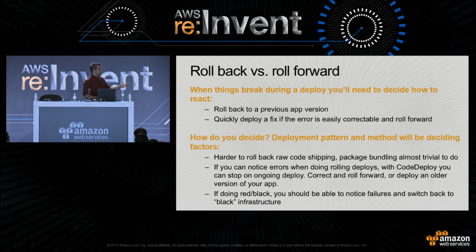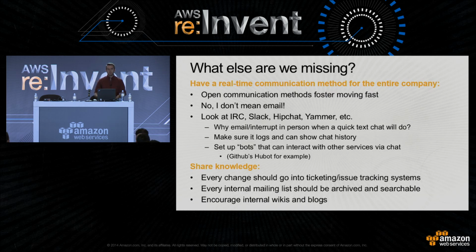And then lastly, if you are going to do something like red-black deployments, it's hopefully very easy for you to just redirect that DNS traffic back to the other side, right? If you still have those parallel stacks running at the same time, and you're able to monitor and see that things are going wrong on the red one, well, stop sending traffic to it and just send it to the black side.